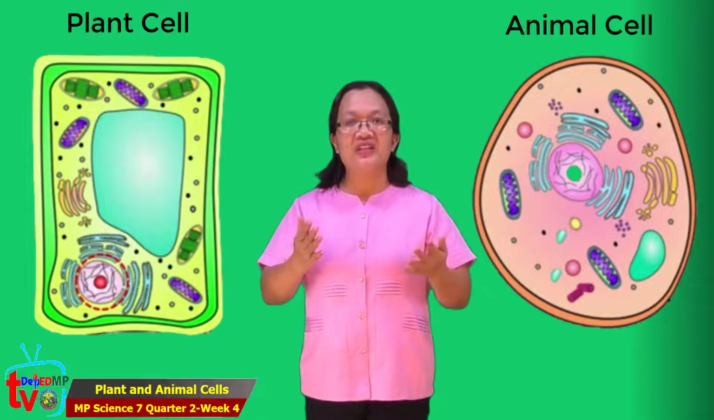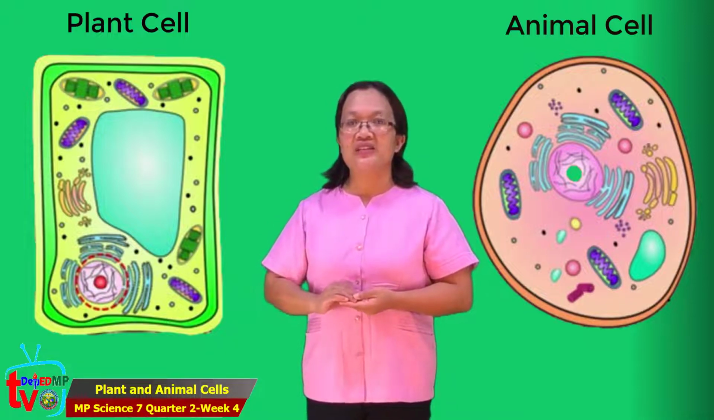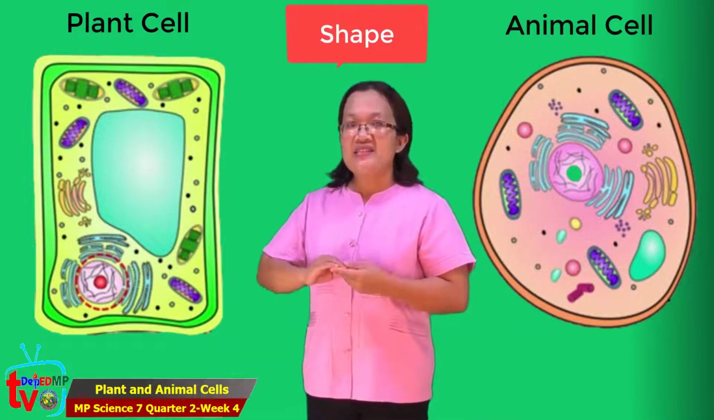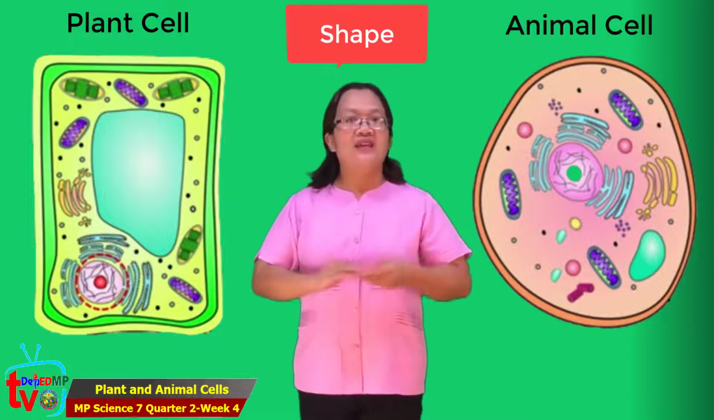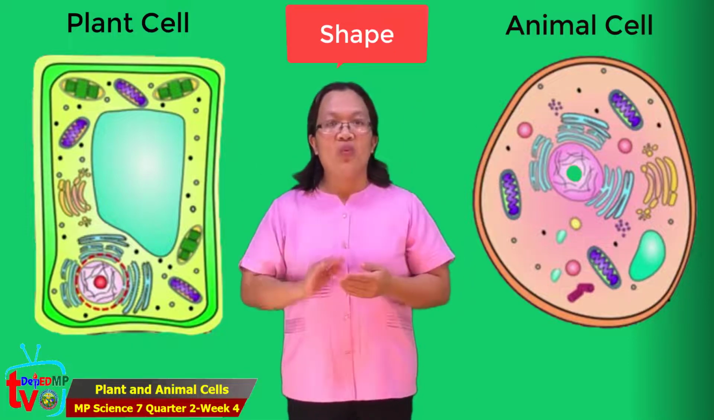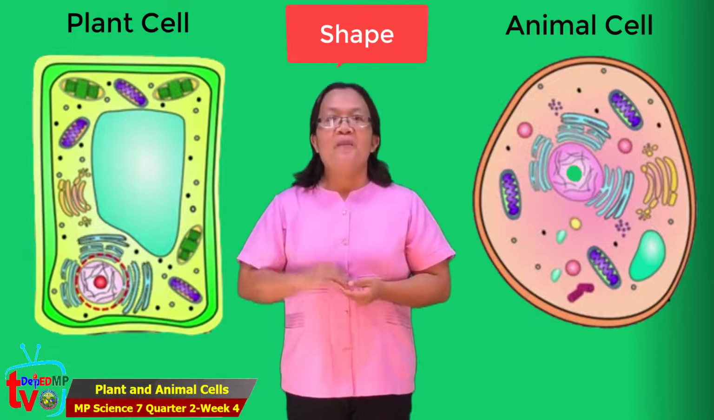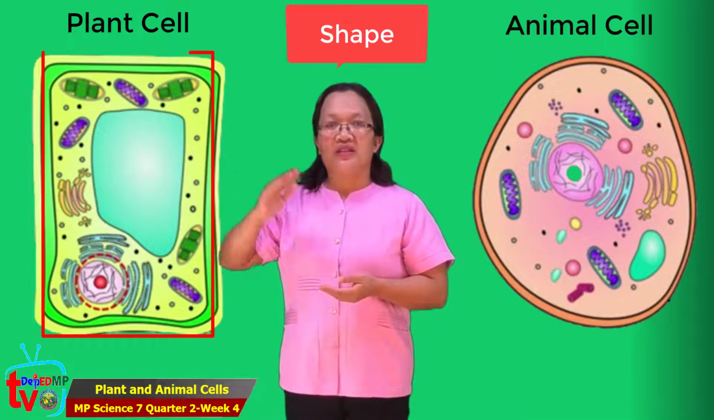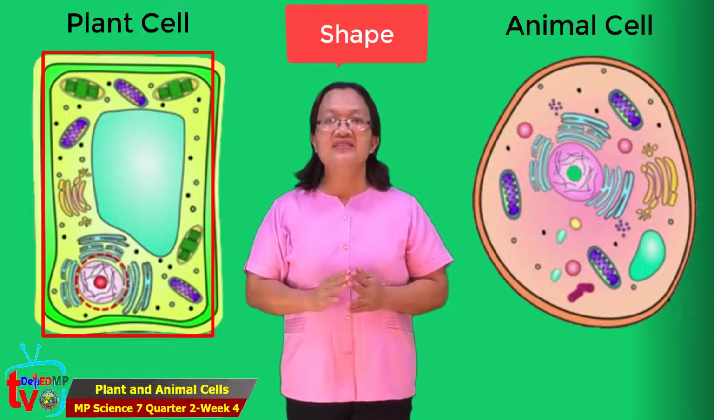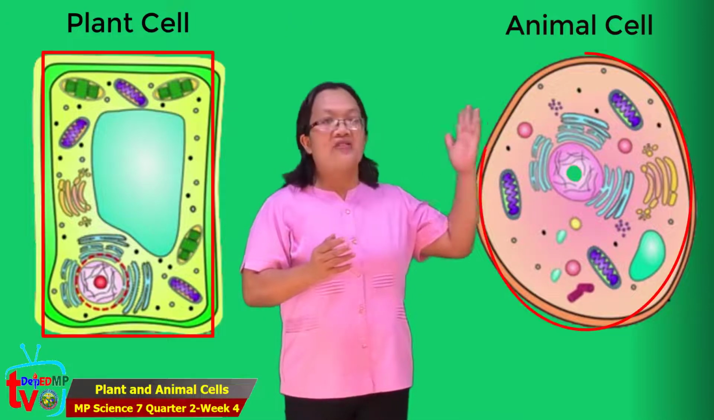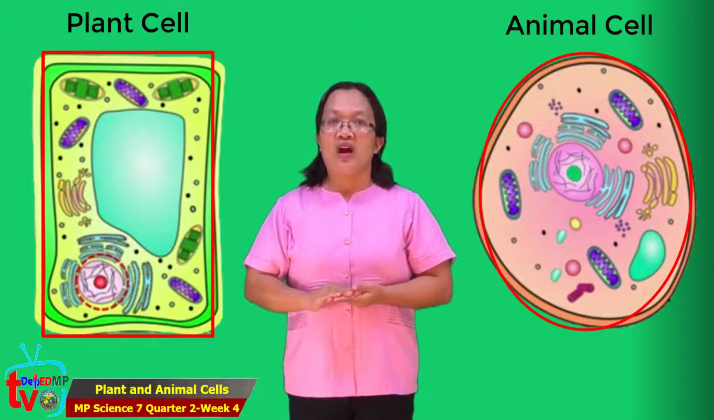Let's look at their differences starting with their shape. Let's see the plant and animal cell. What can you observe? You're correct. Plant cells are rectangular. On the other hand, animal cells are irregular or round in shape.